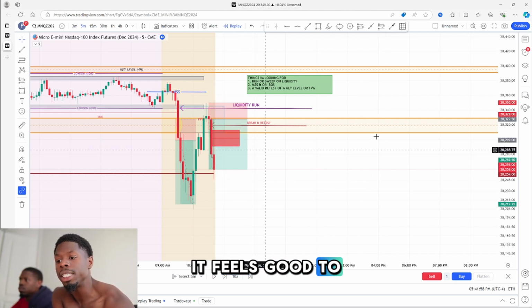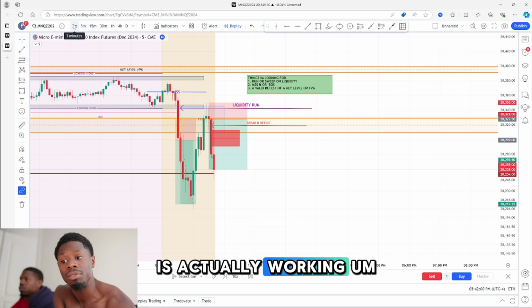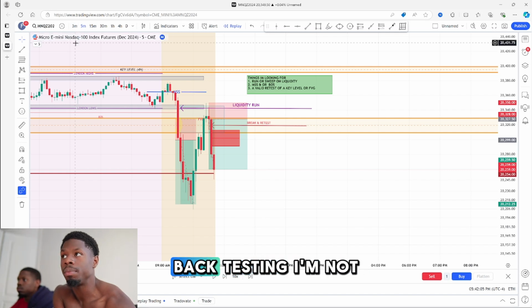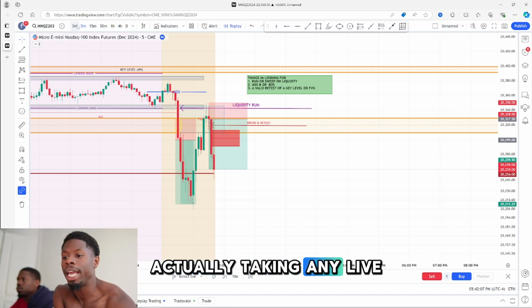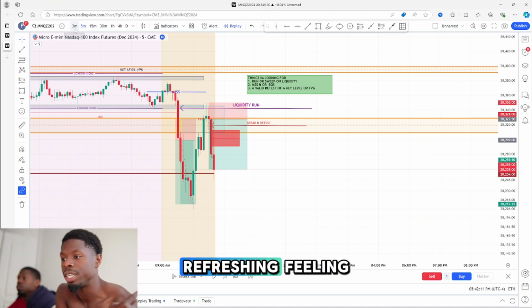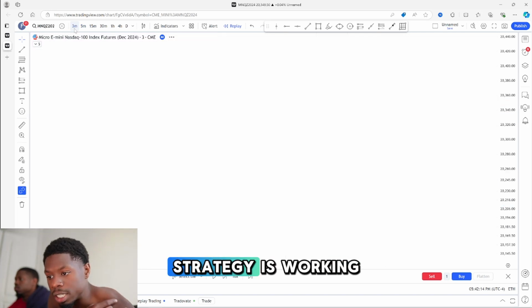It feels good to see that my strategy is actually working. And I'm just forward testing, back testing. I'm not actually taking any live trades. I'm really working on my discipline and just showing up to the market every day. But it's just a refreshing feeling to see that my strategy is working.